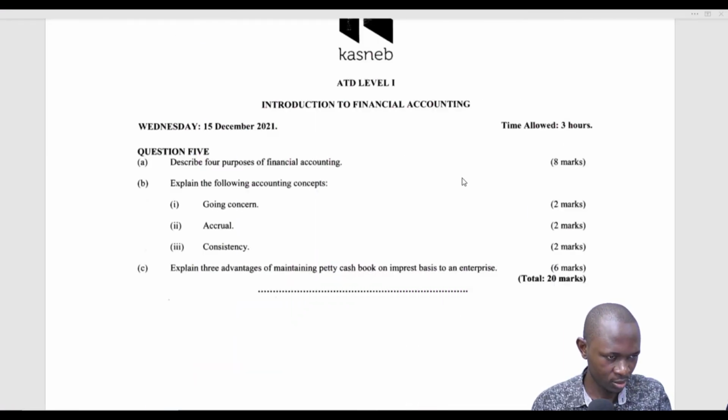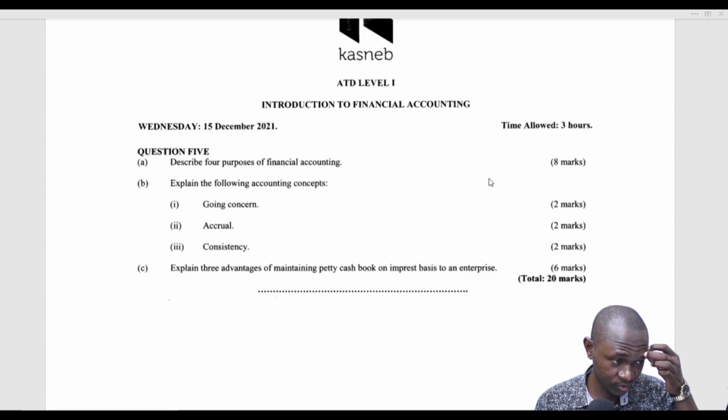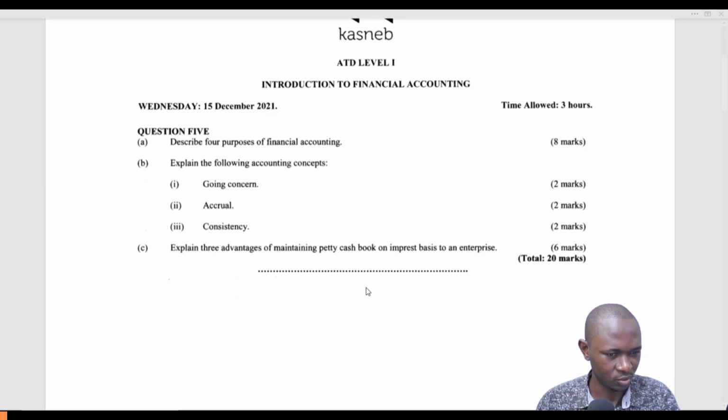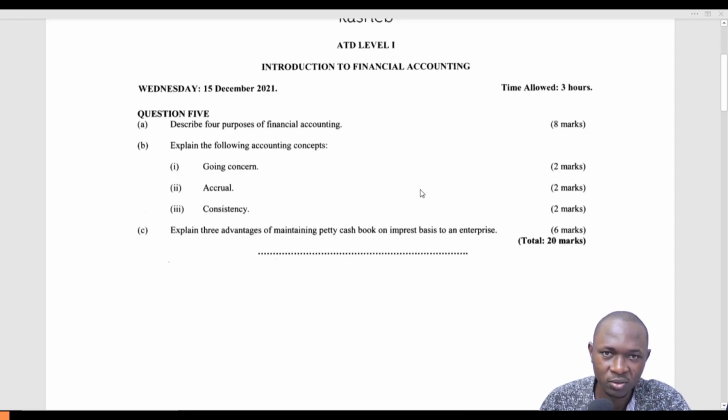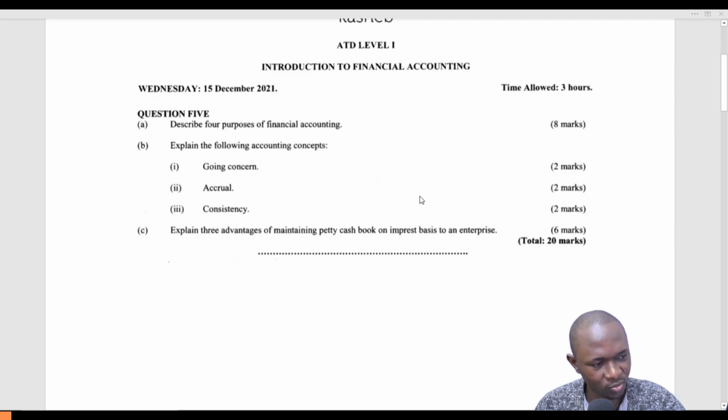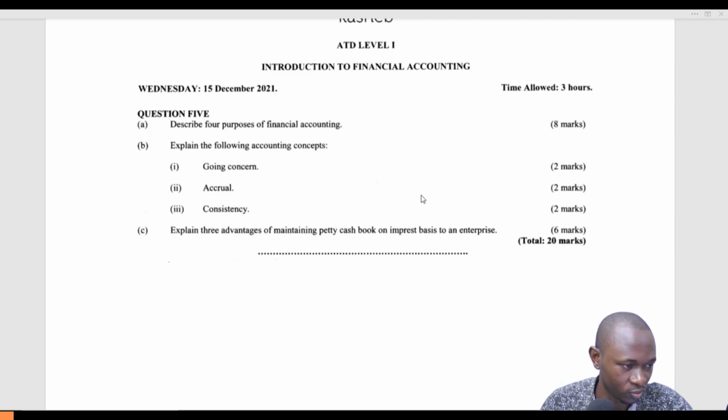So welcome good people. We want to look at this very short question. It's question 5, December 2021 paper. It's a theoretical question, so we'll take less time to look at it. These are questions that we're supposed to save time on and spend most of the time on the calculation questions.